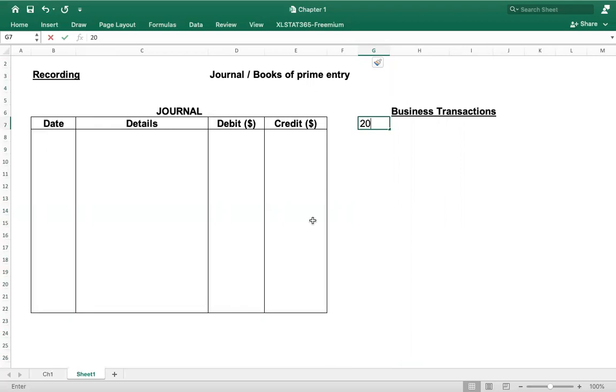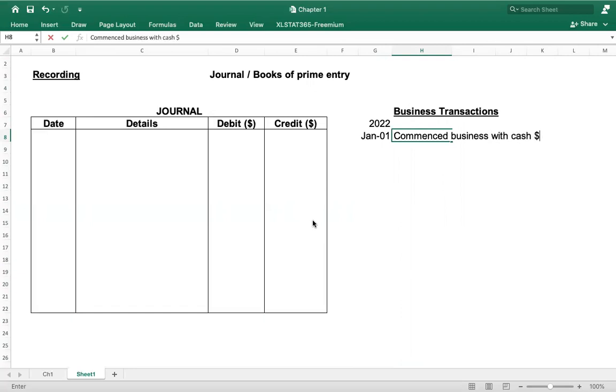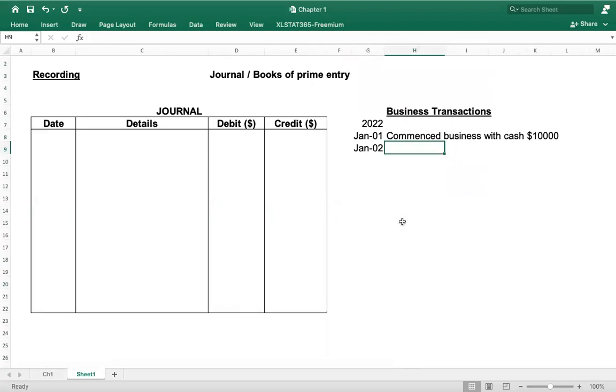So my first transaction: 2022, Jan 1st. Commenced business with cash, $10,000. I started business. This is my first transaction. Jan 2nd, let me record those transactions, okay? Second: purchased furniture for cash, $1,000. Third one, Jan 5th.